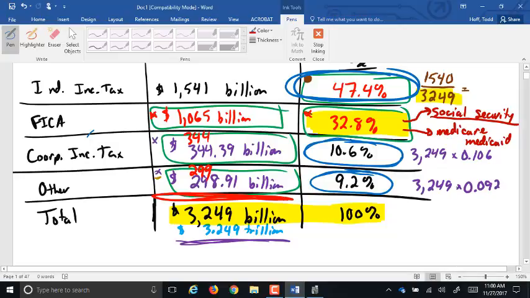So that's nothing to do with running the government. That doesn't pay for military. It doesn't pay for any of the senators or anything like that. It just pays for those programs: Social Security, retirement and disability, and then the Medicare, Medicaid, health insurance. So is it surprising to see that being 32.8? Again, almost 1/3 of total taxes.